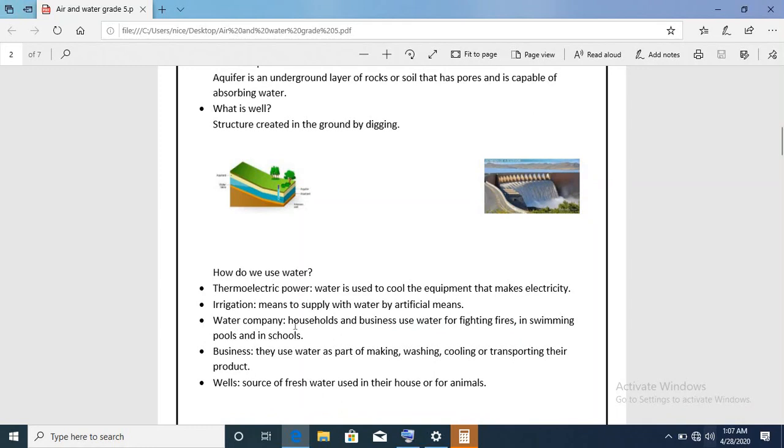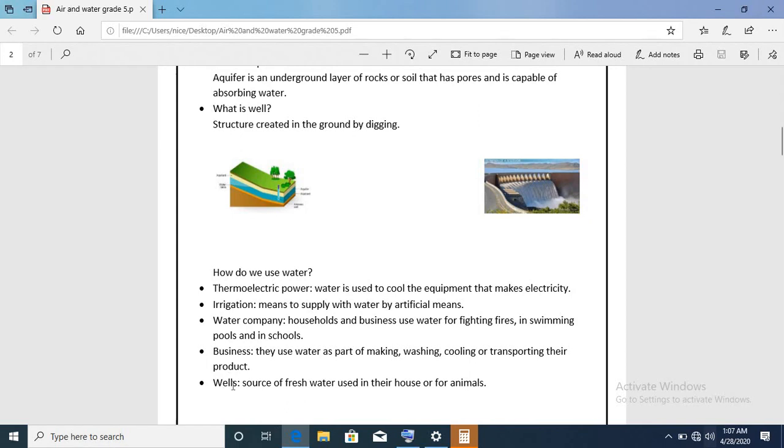Number 3, water company. You know that houses and workplaces use water for firefighting. In the swimming pool we need it, in the schools of course we need it, in the toilets, in the lab we need the water. Number 4, in the business. Suppose we have a factory working with something frozen. We need the water for making it, cleaning it, washing, cooling, and transporting their products. It's very important, especially for food factories.